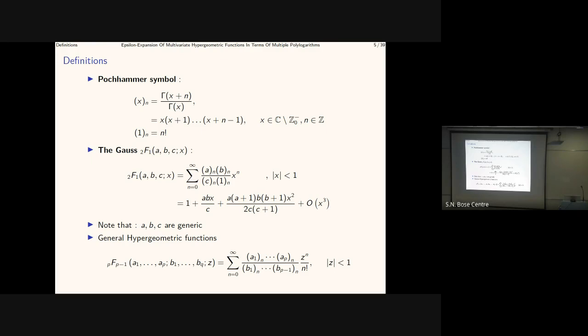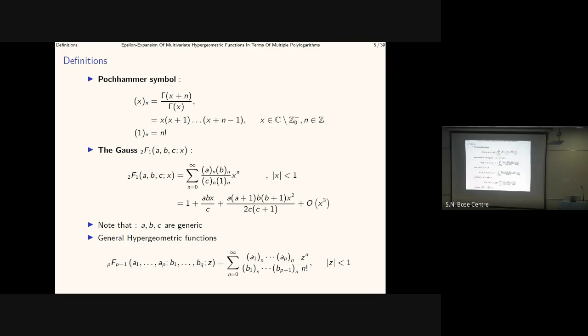So there are generalizations of that. This is called pFq minus 1, where you introduce new Pochhammer parameters in the upper and lower, in the numerator and denominator. But the variable remains 1. And it's also valid for mod of z is less than 1.